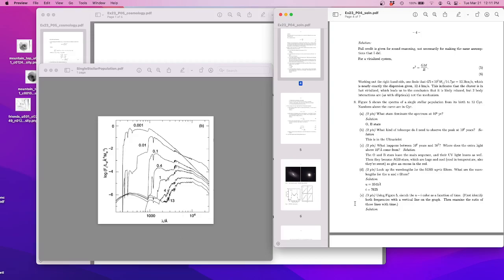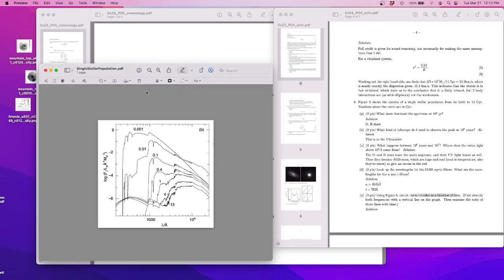So the last bit is sketch U minus I color as a function of time. I want to make a bunch of connections on this because there are several things that we want to connect. So what do we see? Oh, can I put lines on that thing here? I can do that, right?